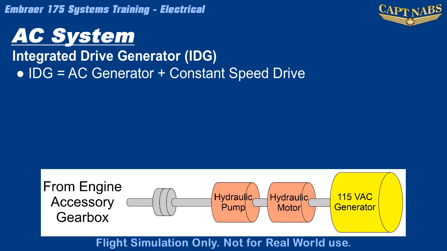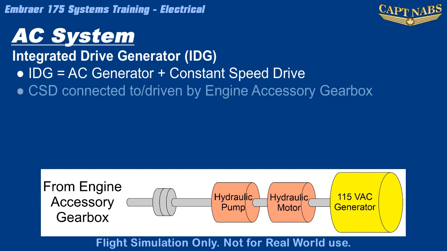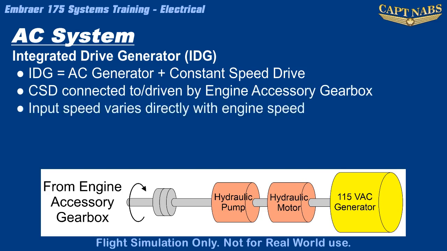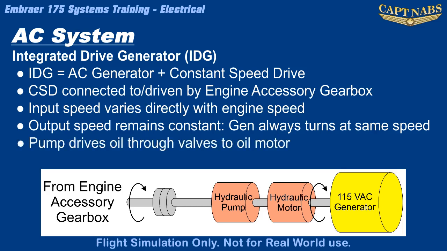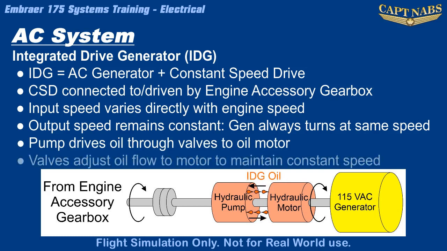The constant speed system is connected to the engine's accessory gearbox and receives an input rotation that is directly related to the engine speed. The constant speed system converts this variable input speed to a constant output speed, ensuring the generator always turns at the same speed, regardless of the speed of the engine. The engine turns an oil pump in the constant speed system, and this pressurized oil is routed through a series of valves into an oil motor that is used to turn the generator portion of the IDG and ensure a constant output of 400 Hz AC power.